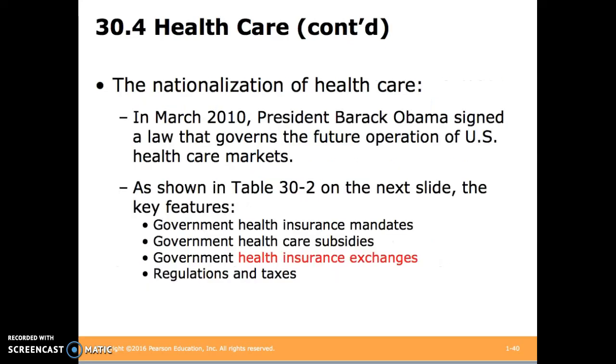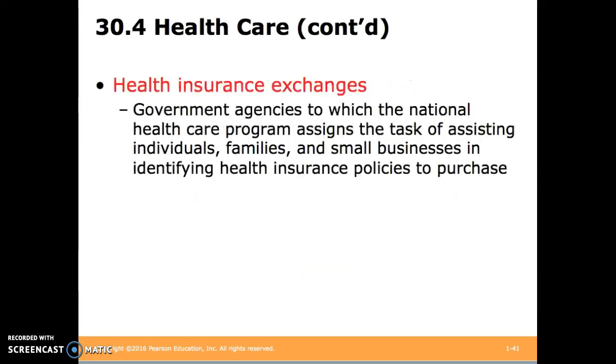In March 2010, President Barack Obama signed a law that governs the future operation of U.S. healthcare markets. Some of the key features include government health insurance mandates, government healthcare subsidies, and government health insurance exchanges, as well as regulations and taxes. Health insurance exchanges are government agencies to which the National Health Care Program assigns the task of assisting individuals, families, and small businesses in identifying health insurance policies to purchase.